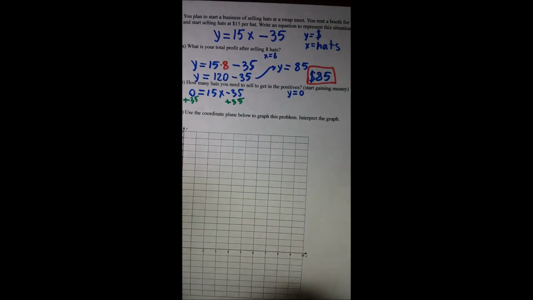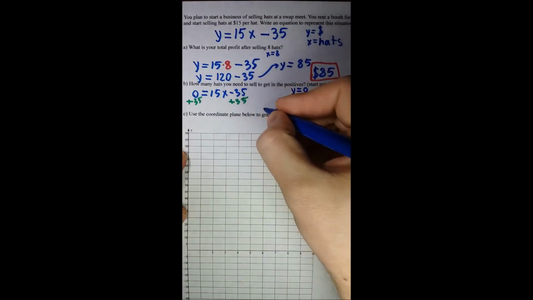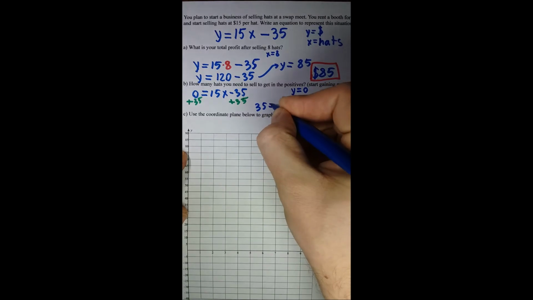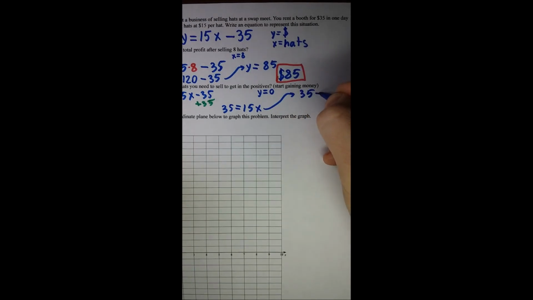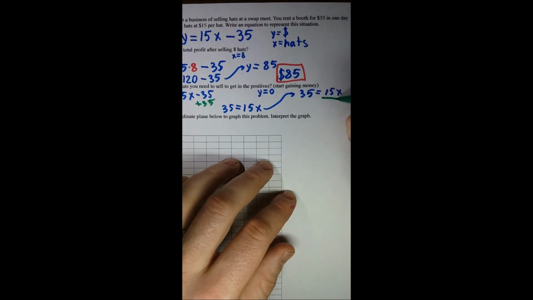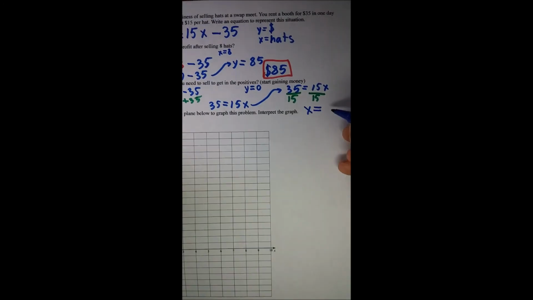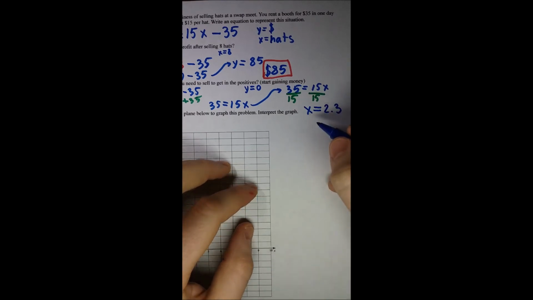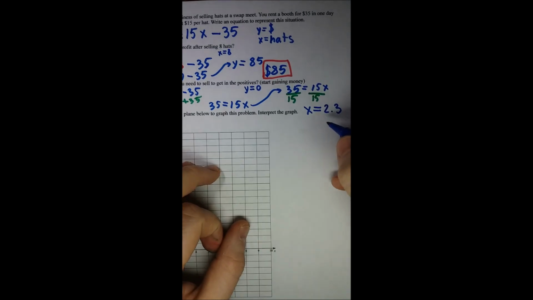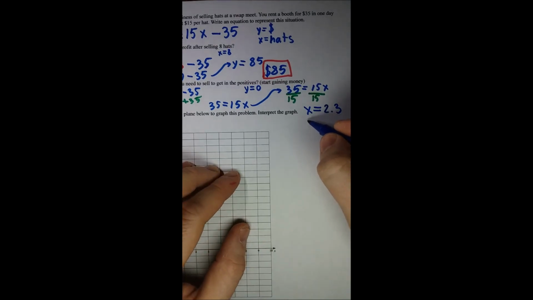We're going to add 35 to both sides. So you get 35 equals 15X. Next step is to divide both sides by 15. X equals 2.3, which means just a little over 2 hats you need to sell. You can't really sell 0.3 of a hat, so your answer is going to be 3 hats.